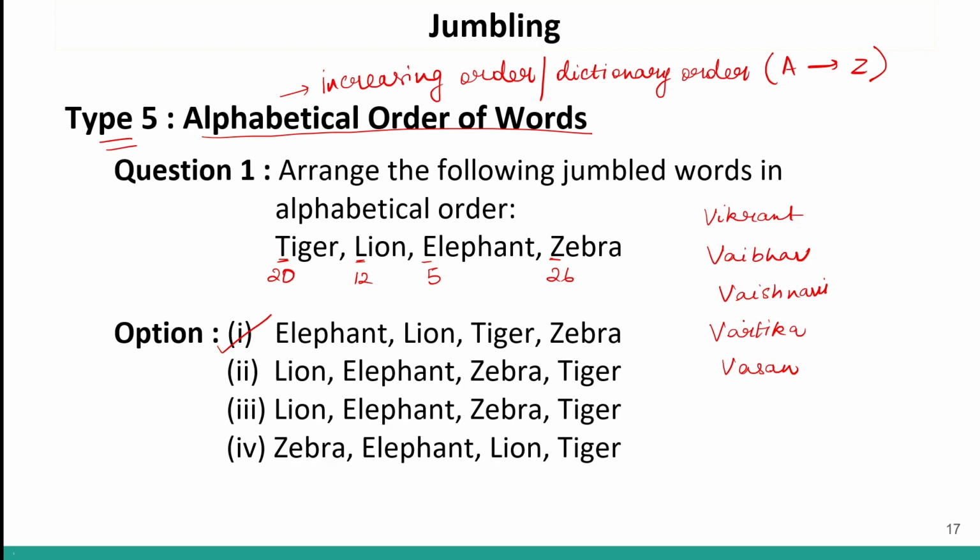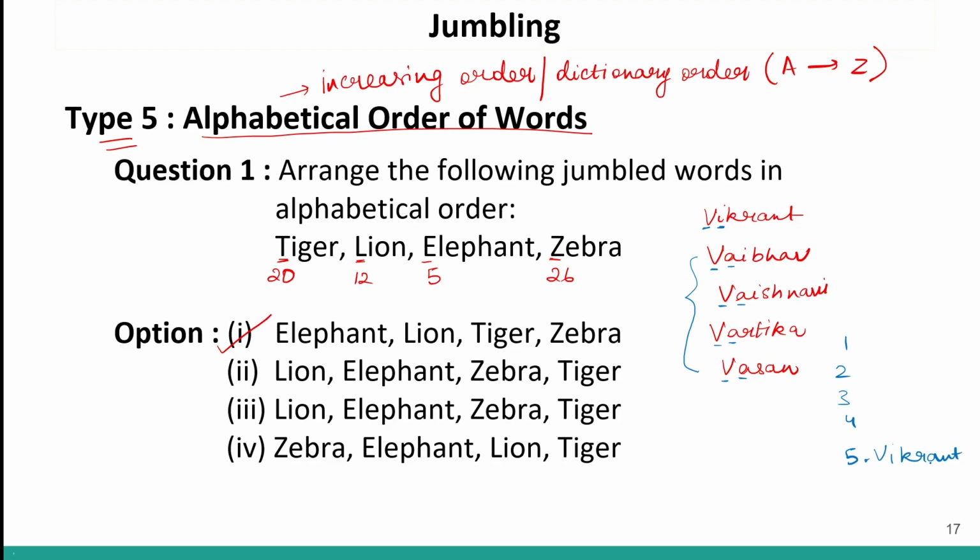So first we look at the first letter. I'm using a different ink pen, okay? The first letter is V, same in all. Then we'll move on to the second letter. The second letter is A. So if A, all these will come first and then I have I. So in the fifth position, it will be Vikrant. So I have 5 students, right? 1, 2, 3, 4 and 5.